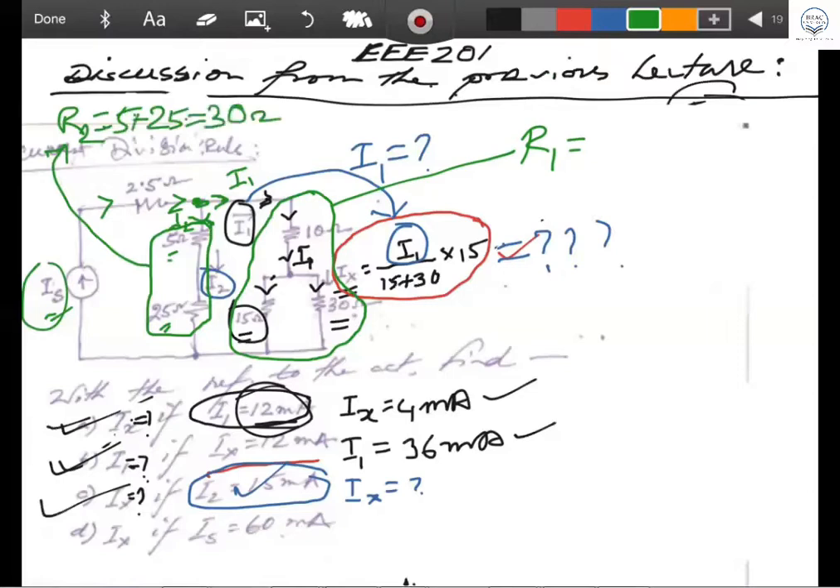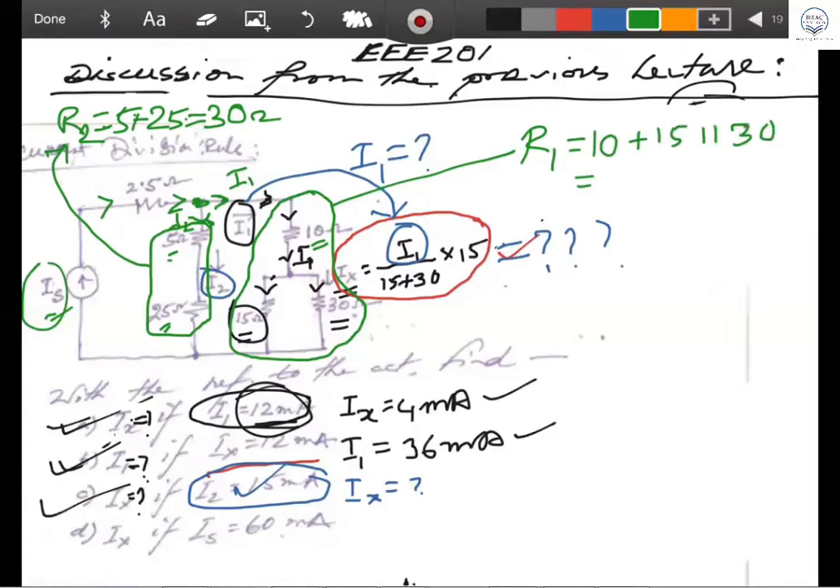So R2 is 30 ohm, and R1 is what? R1 is 10 ohm in series with 15 and 30 in parallel. So you can write R1 as nothing but 10 plus 15 parallel 30. So 15 parallel 30 is giving you what?